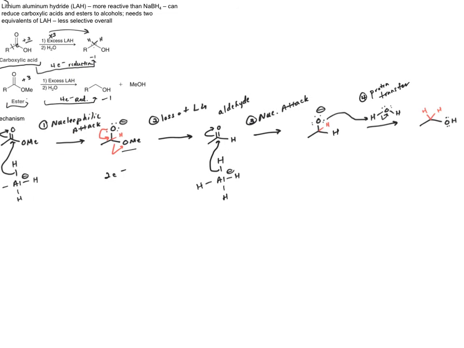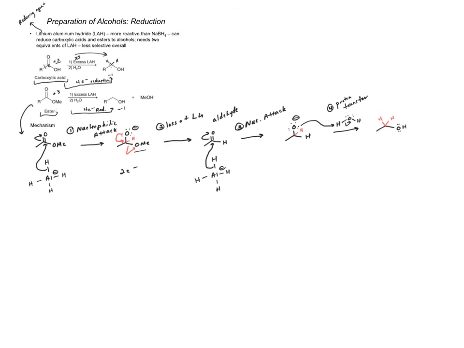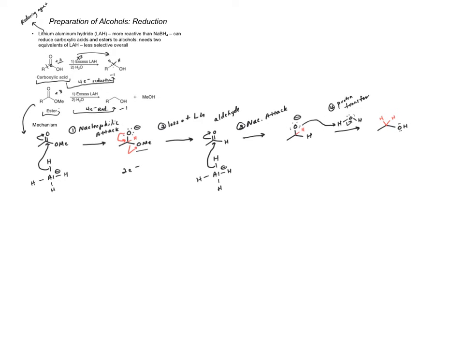Okay, and so that is the overall mechanism for reduction of either an ester or a carboxylic acid to an alcohol using lithium aluminum hydride. Lithium aluminum hydride is the only reducing agent that's capable of doing this reaction. So if you need to reduce an ester or carboxylic acid to an alcohol, you need to do it with this reaction and not with the borohydride.